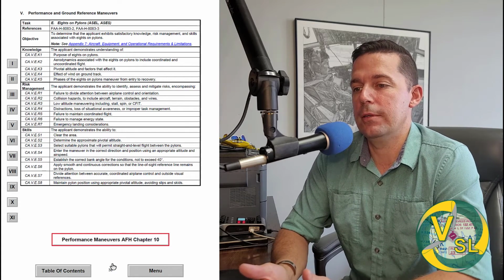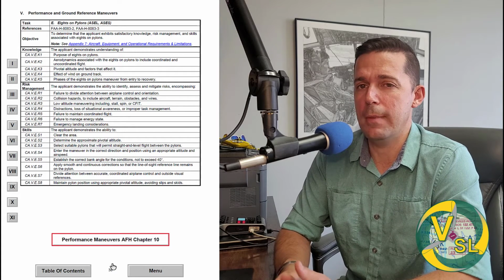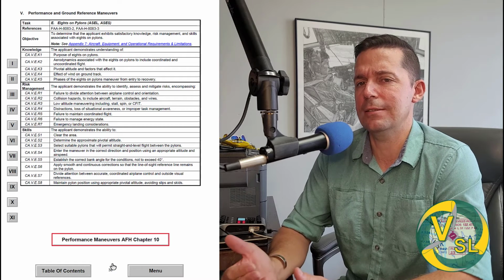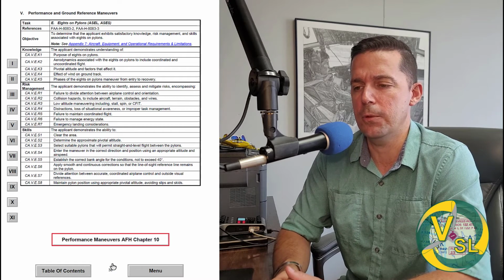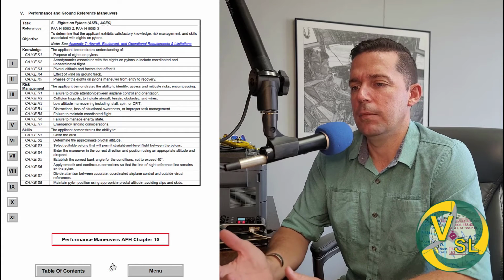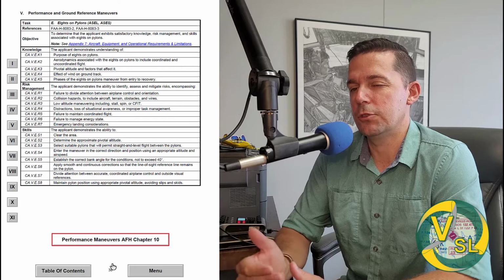This is kind of one of the dreaded maneuvers, I'd say. It's one of the more difficult ones to master. Not that it's incredibly difficult, it's a lot different from anything that you've done before. Some common errors that I see on this one is getting it confused with turns around a point.